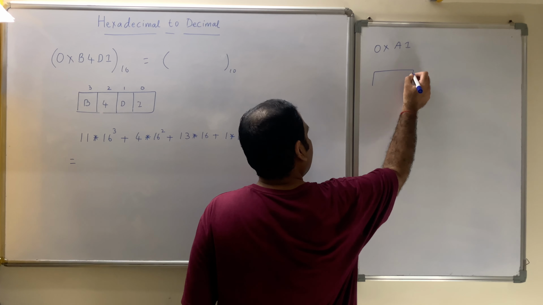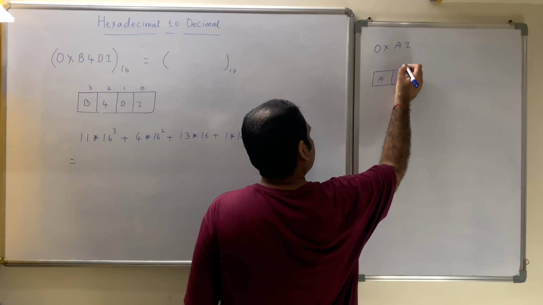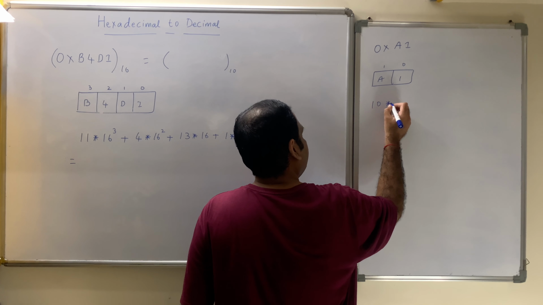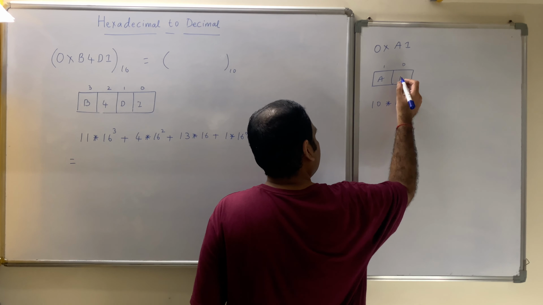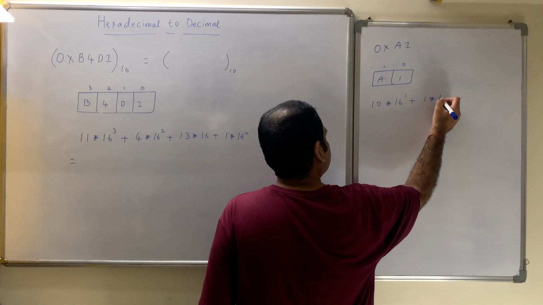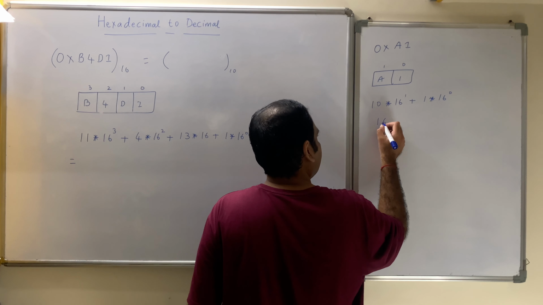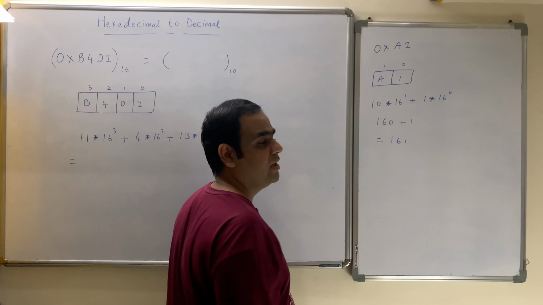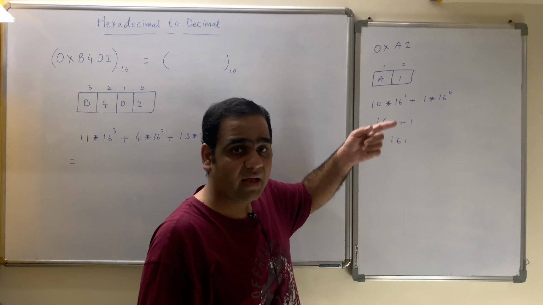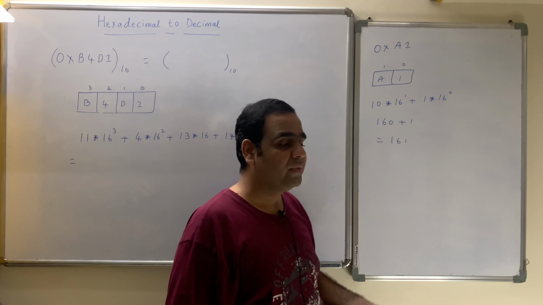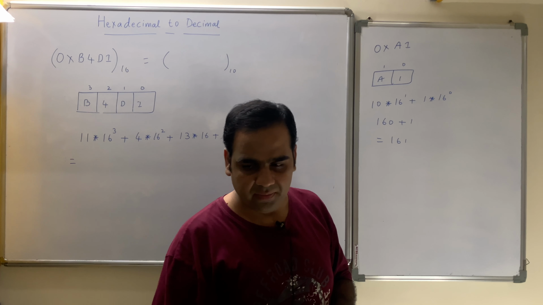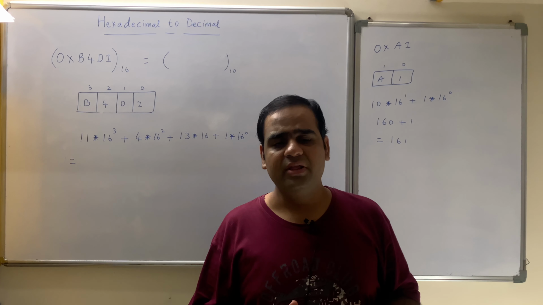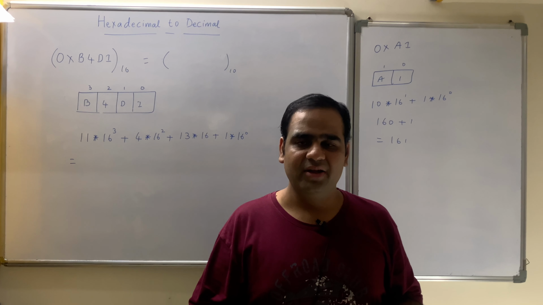We write this A1, this is units place, tens place. A is nothing but 10 into 16 to the power 1 plus 1 into 16 to the power 0. This is equal 160 plus 1. This is equal to 161. Therefore, 0xA1 in hexadecimal is equal 161 in decimal. This is the way we convert an hexadecimal number to decimal and decimal number to hexadecimal.